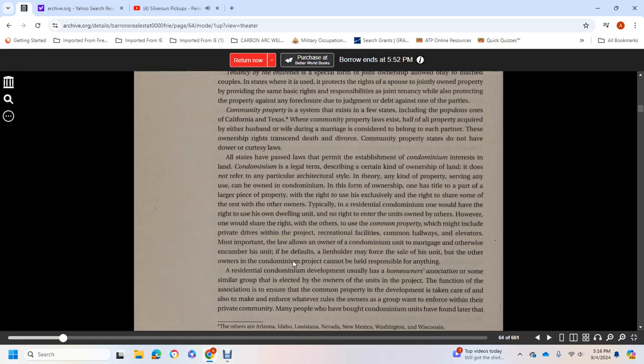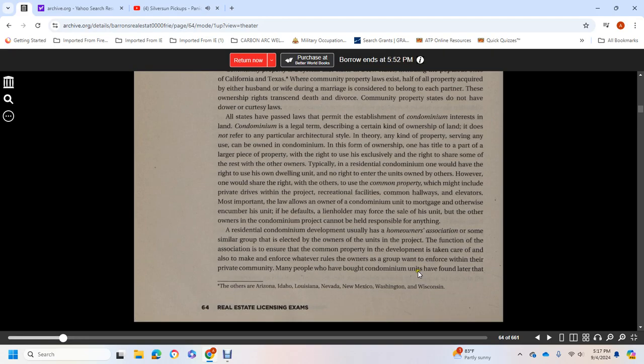Typically, with residential condominiums, one will have the right to use his own dwelling unit, with no right to enter the units owned by others. However, one would share the right with others to use common property, which might include the private drives for the project, recreational areas, common hallways, and the elevators. Most important, the law allows each condominium unit owner to mortgage or otherwise encumber his unit. In default, the lien holder may force a sale of the unit, but not of the units of other owners. The condominium project cannot be held responsible for the debt.